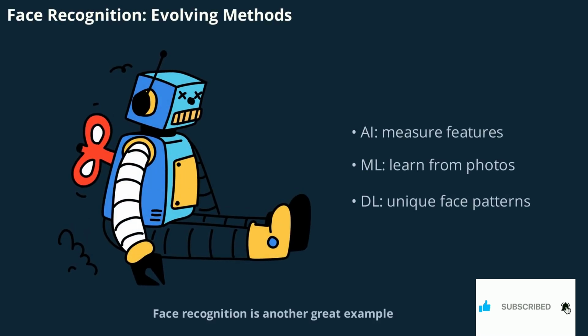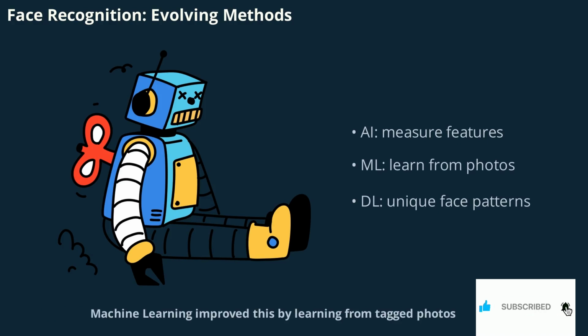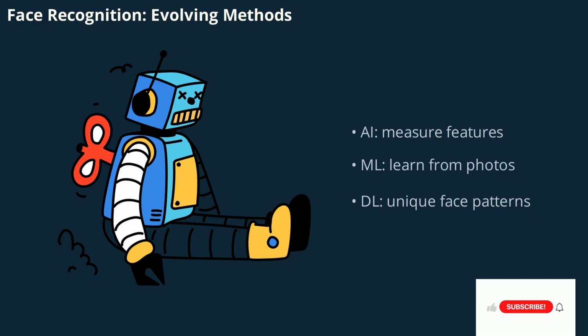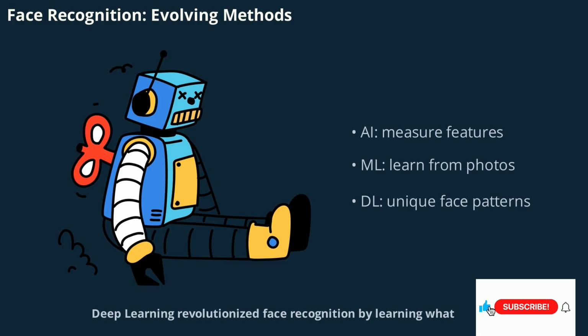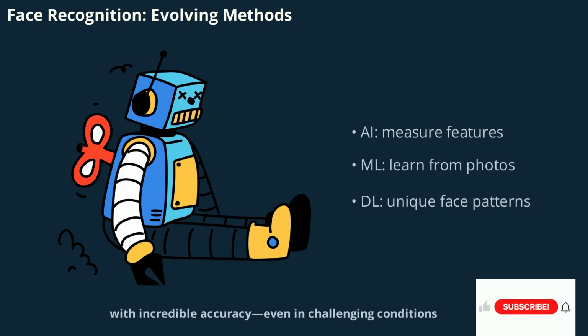Face recognition is another great example. Early AI systems measured distances between facial features like eyes and nose. Machine learning improved this by learning from tagged photos, identifying key features automatically. Deep learning revolutionized face recognition by learning what makes each face unique from millions of images, enabling systems to recognize faces with incredible accuracy even in challenging conditions.